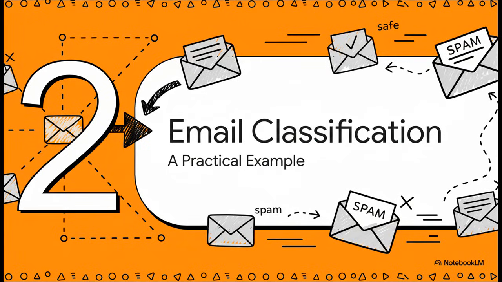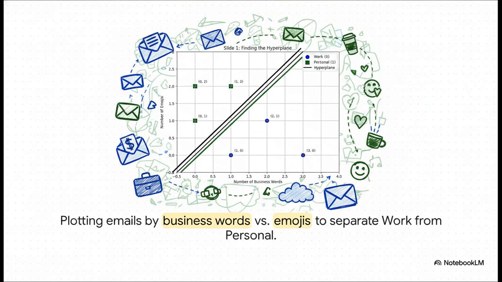Okay, all that theory is great, but let's make it real. We're going to walk through a super simple email classification example. This is where it'll all click, I promise. Imagine we're sorting emails. On the x-axis, we have the number of business words, and on the y-axis, the number of emojis. The blue dots, those are our work emails, and the green squares are personal emails. You can see the pattern, right?